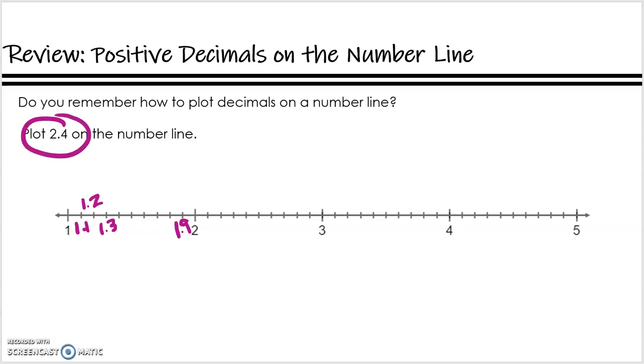So that means we're going to start at 2, and then we need 4/10 past that. So 2.1, 2.2, 2.3, 2.4. So you would put your dot here, and that represents 2 4/10 right here.